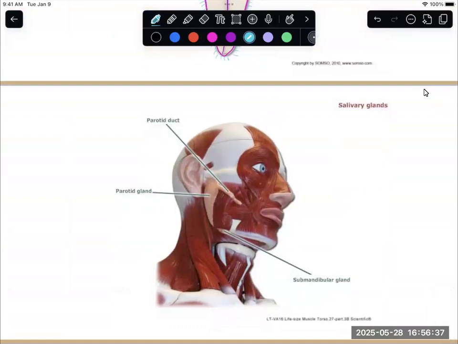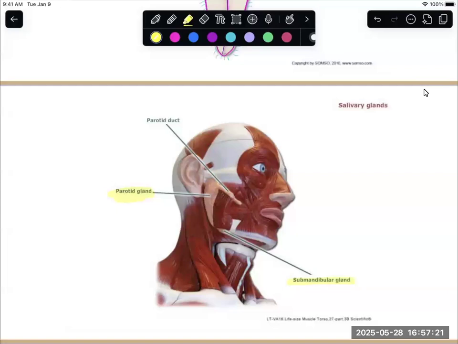Salivary glands. We have three main salivary glands that help to produce the saliva that goes into our mouth that moistens food and helps to start breaking down food before we swallow it down. The parotid glands are right in front of your ear. You can kind of feel it if you press lightly down on it, because it sits actually outside of the muscles. We also have the submandibular. Sub means below, mandibular, the mandible. So it sits underneath the mandible.